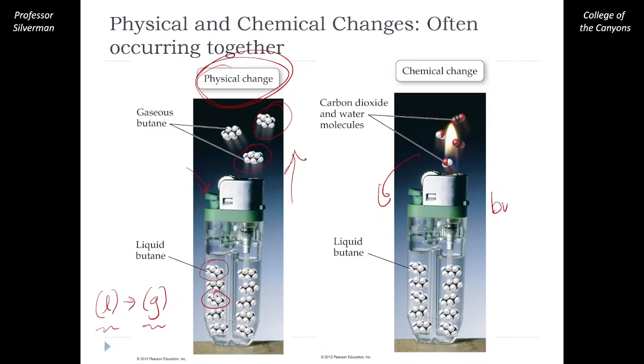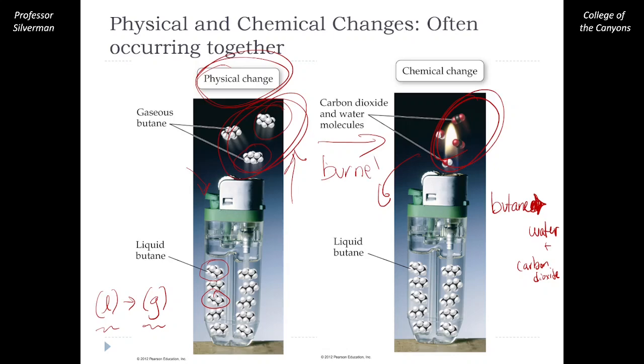And now we have butane turning into other products, turning into water and carbon dioxide. Here we can see our products are different than what we started with. We have burned or combusted that butane, and we have changed the identity of that chemical. Therefore, this has to be a chemical change. We've gone from butane into different chemical structures, water and carbon dioxide. And so this must be a chemical change.